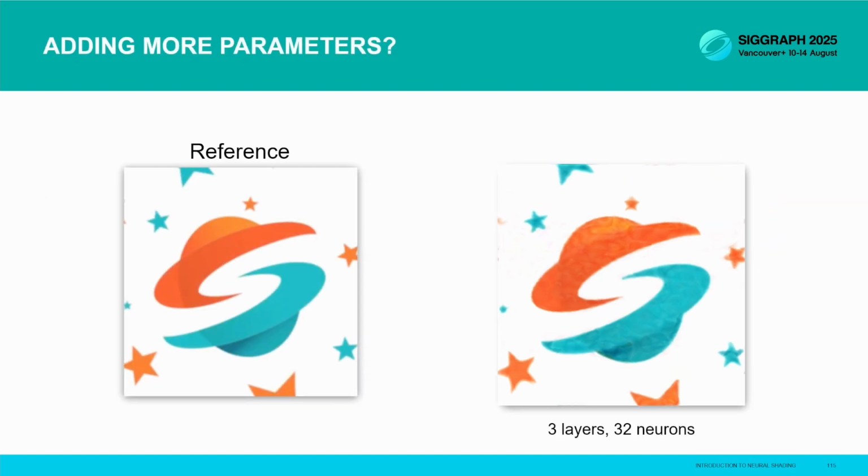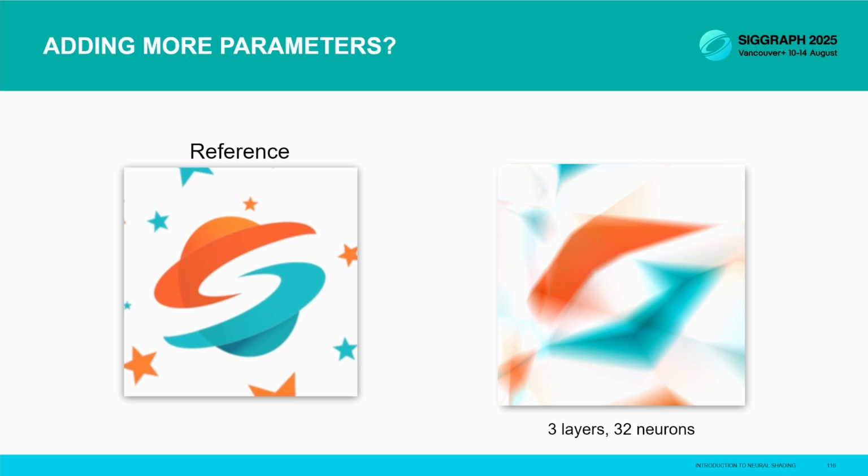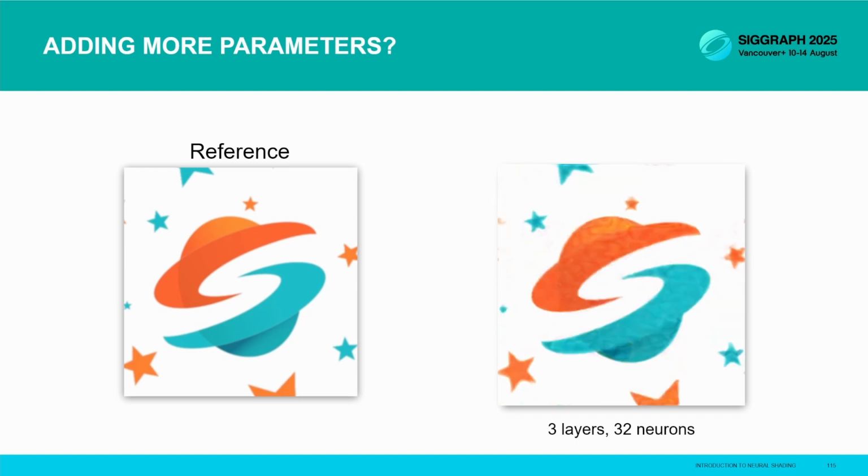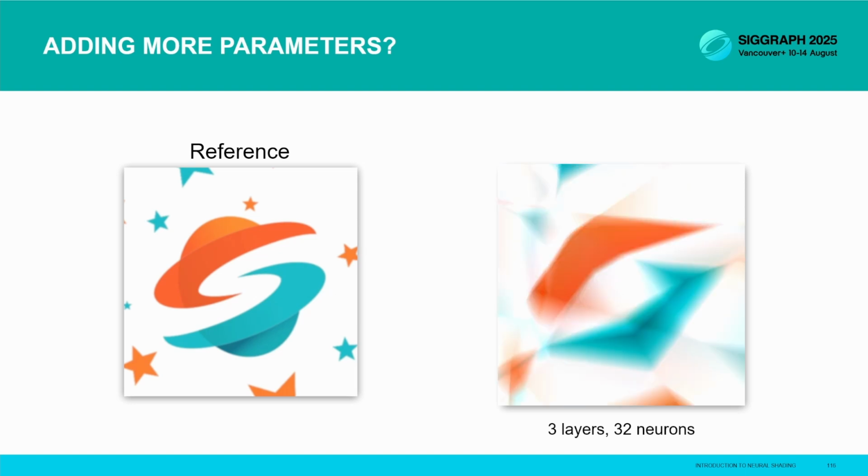In fact, this network just has 3 layers and 32 neurons. And if you compare this with the naive network that we started with, with the same number of parameters, you can see there's actually a pretty big quality difference between the two, just by being slightly smarter about what we do inside the network, which activations we use, and what inputs we pass to it.